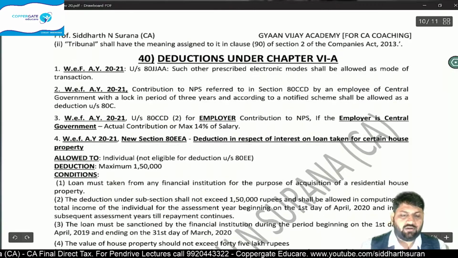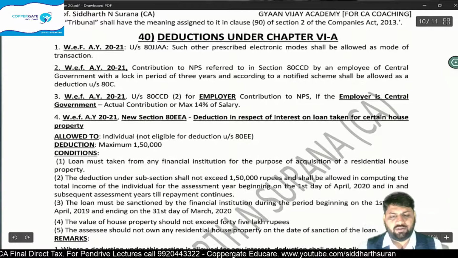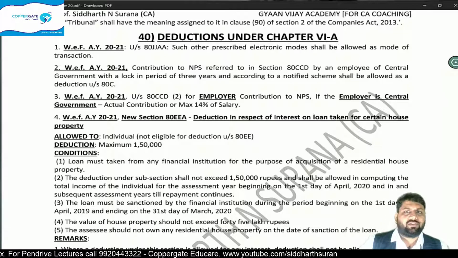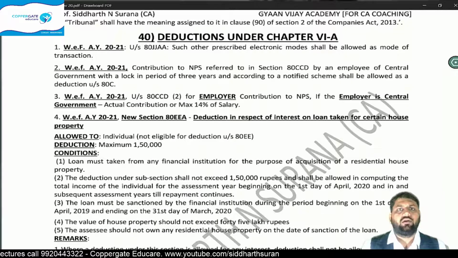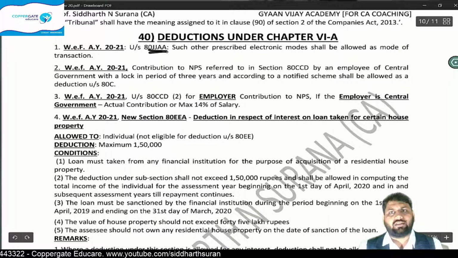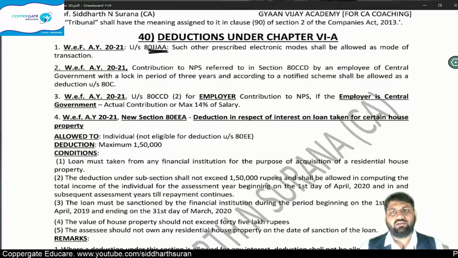Next chapter, last chapter in your IPCC portion, deductions under chapter 6A. Some small basic amendments have taken place and a couple of new sections have also been introduced. First, let's talk about 80JJAA, because understanding this amendment is very easy. We have already studied this at a lot of places in our portion.